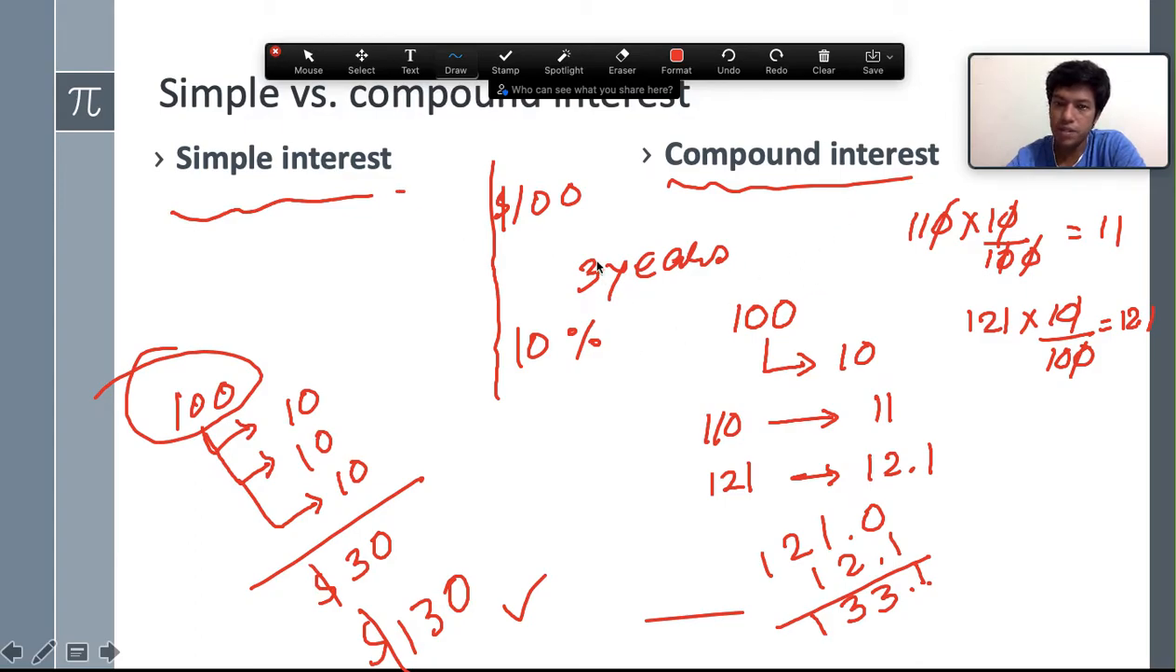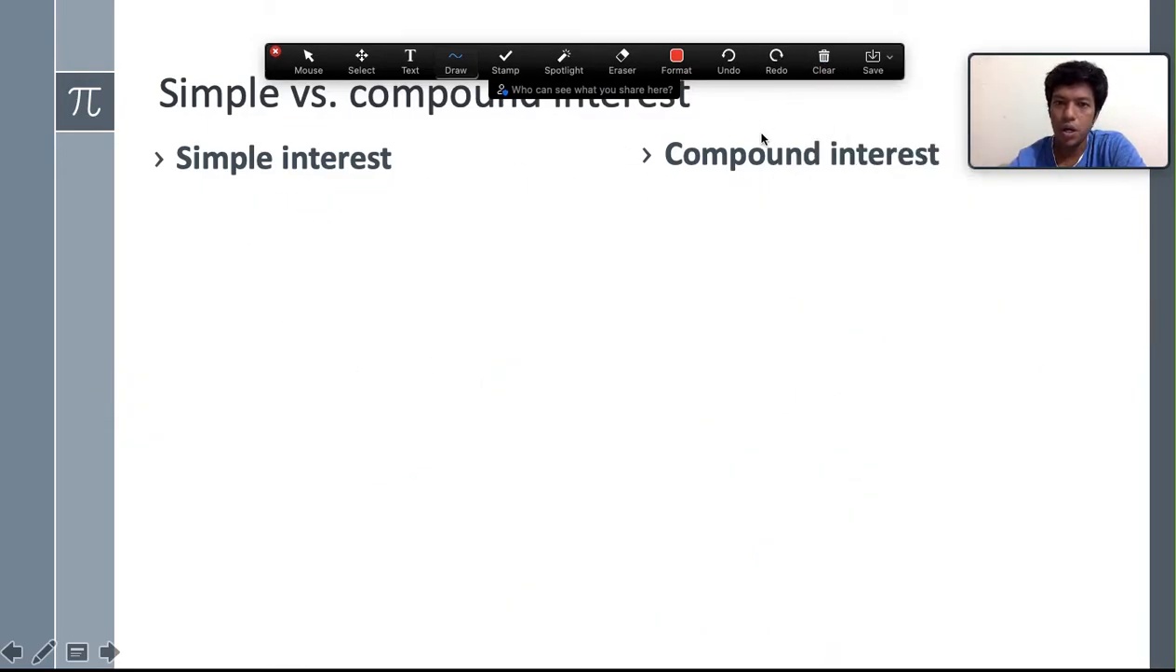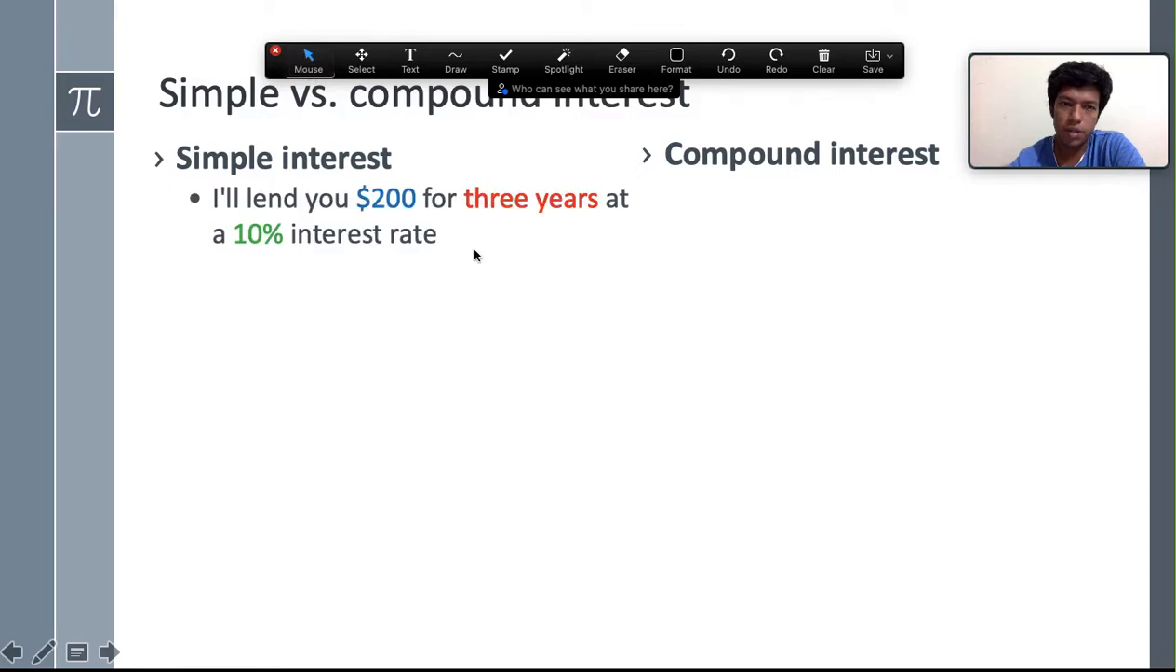Compound interest means if you deposit some money, then by the end of first year, whatever the amount you accumulate by the interest, they will give you interest on that amount also in the second year. And it will continue. This is compound interest. This is simple interest.